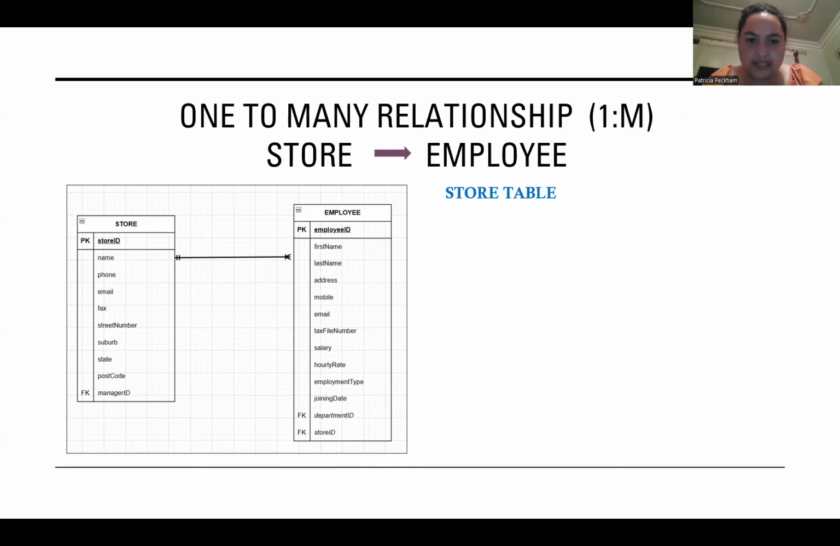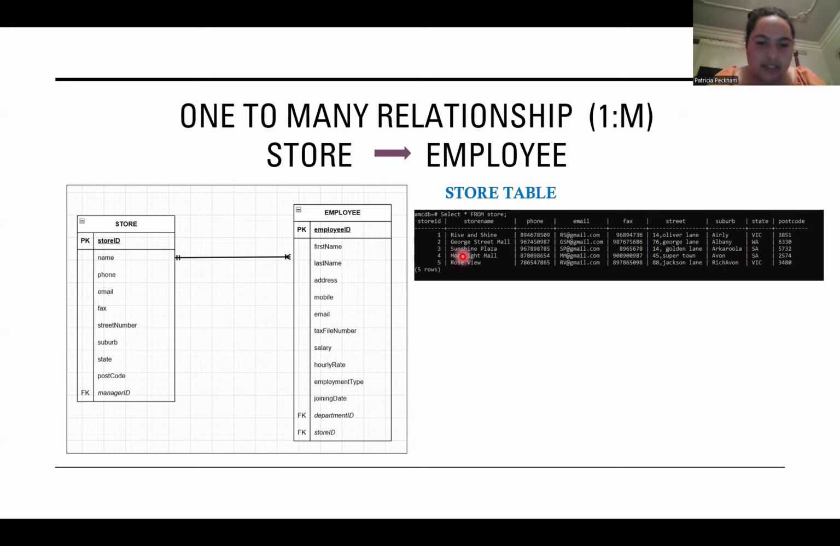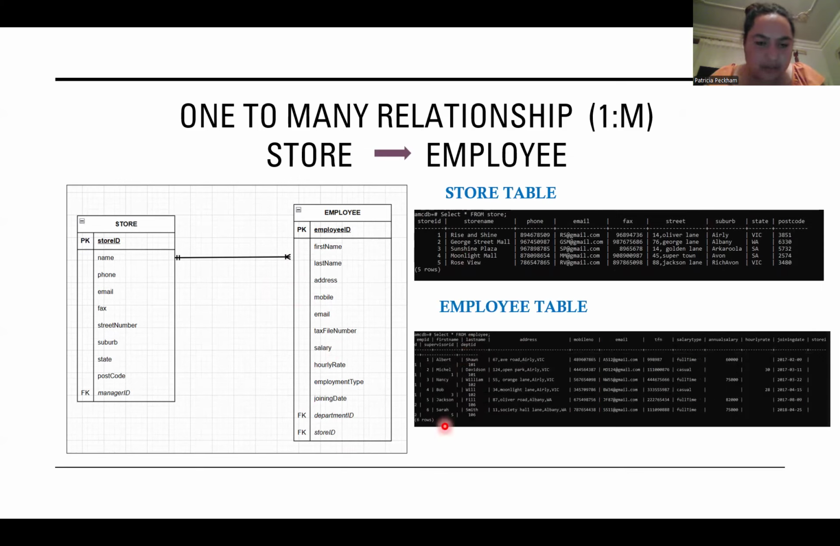In this store table, you can see that there are 5 different stores: Rise and Shine, George Street Mall, etc. From the employee table, there are, I think, five or six employees here. You can see Albert, Michelle, Nancy, Bob, they all work for store ID 1, which is Rise and Shine, and then the other two, Jackson and Sarah, work for store ID number 2, which is George Street Mall, right? So this clearly demonstrates the one-to-many relationship between store and employee.